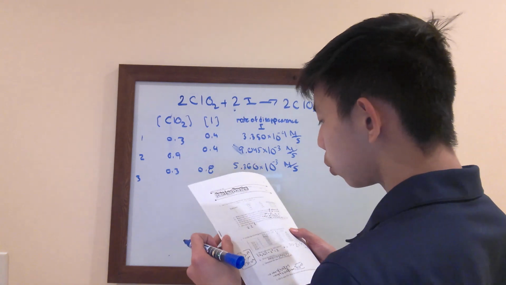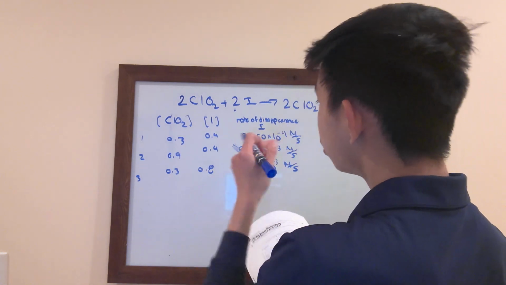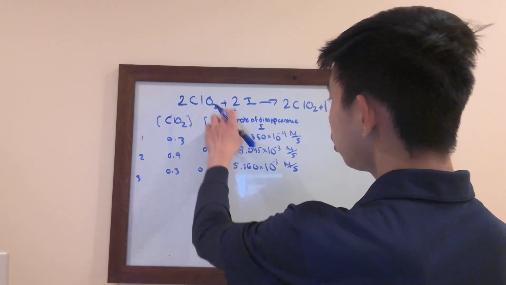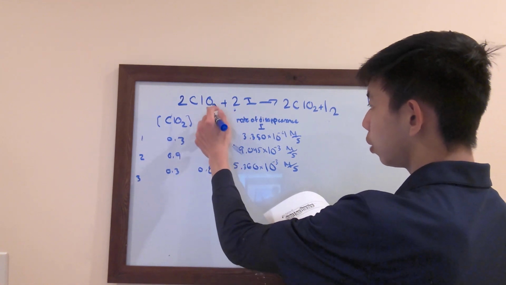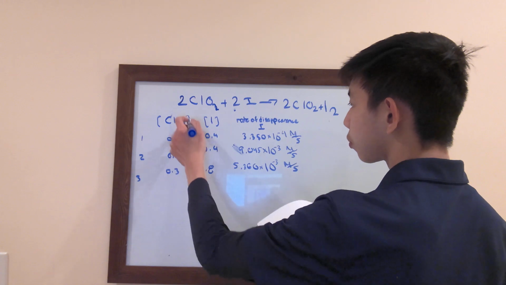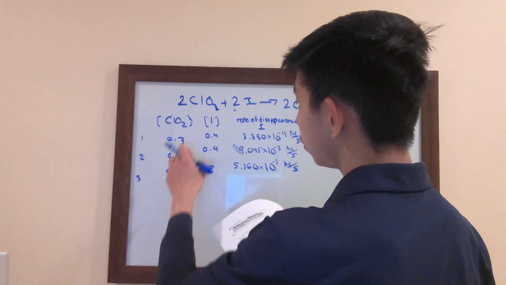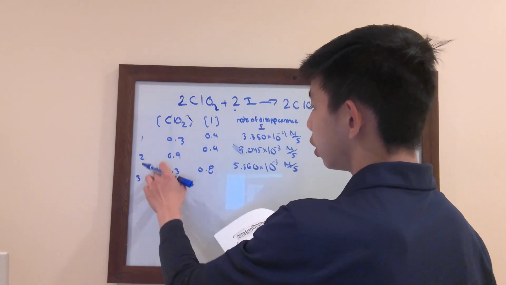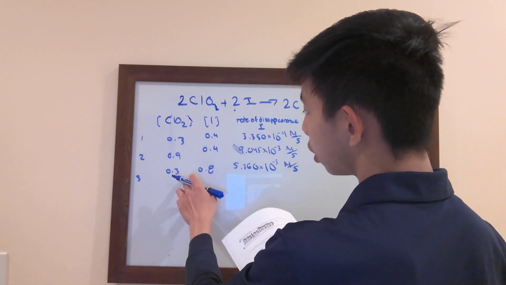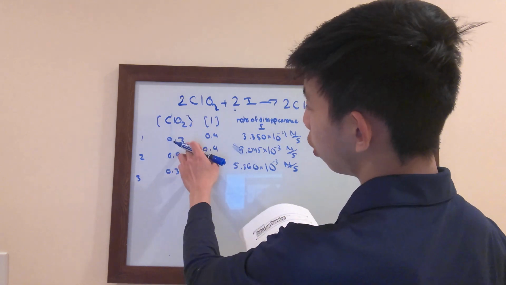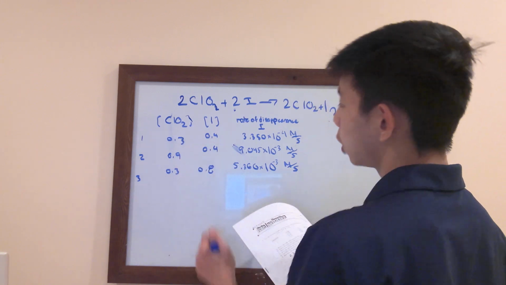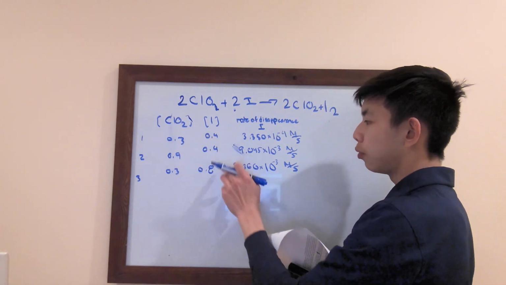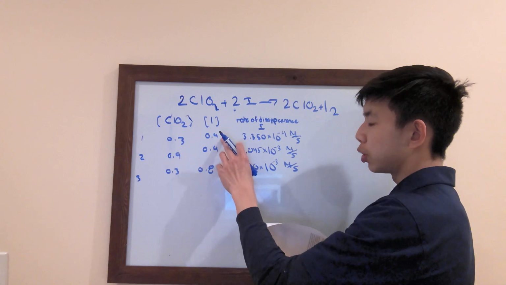What is the order with respect to I in this reaction? So I is right here in this column. What we need to do is pay attention to ClO2, and find out which ones are constant. So we have 0.3 and 0.3. Those are constant, so we need to look at experiments 1 and 3, right? Looking at experiments 1 and 3, we have 0.8 and 0.4.